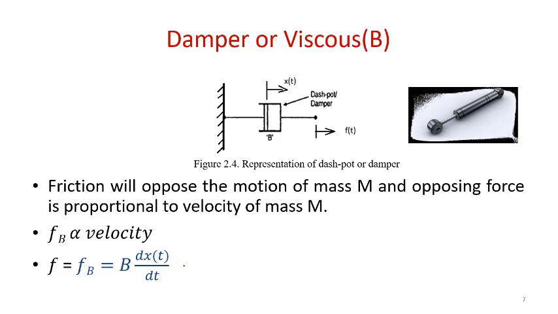So this is for the element which is fixed at one end, and the dashpot element is free to move on the other end. So displacement and the applied force will be in the same direction. This is the representation of a damper or a viscous medium.